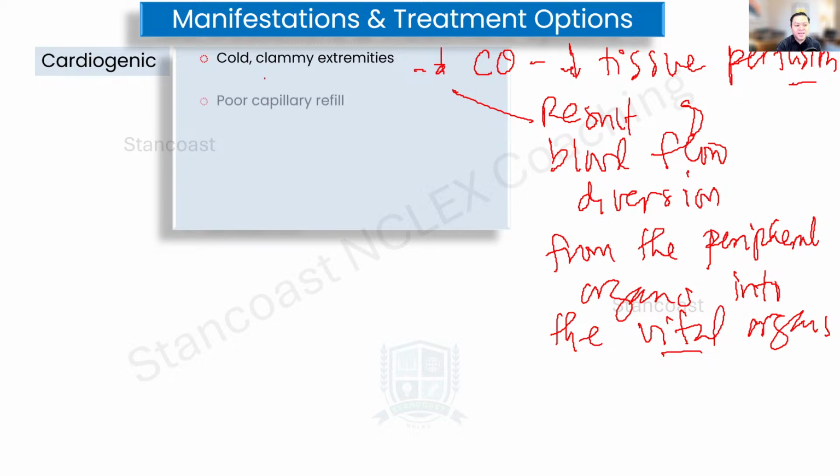Now, another is the poor cap refill. We know that an excellent cap refill is less than 2 seconds, right? In cardiogenic shock, the capillary refill will be prolonged, okay? It simply means that there is now decreased blood circulation and also poor peripheral perfusion.